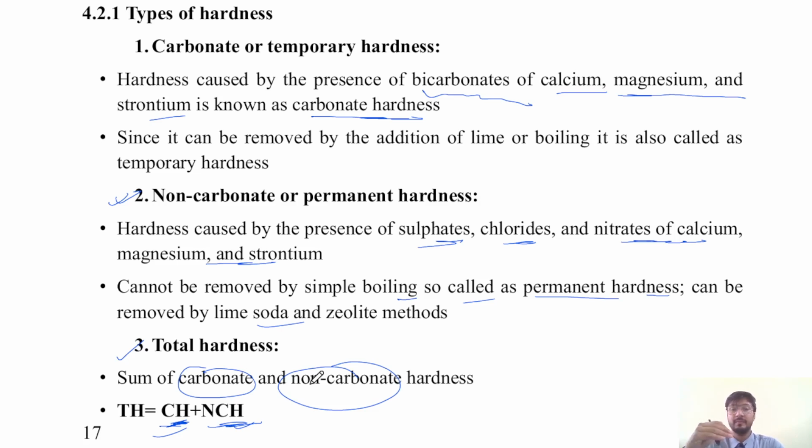So now I'm going to give a quick summary of this. Carbonate, meaning temporary hardness, is caused by bicarbonate of calcium and magnesium. It can be removed by boiling. Permanent hardness, also called non-carbonate hardness, is caused by sulfates, chlorides, nitrates of calcium, magnesium and strontium. It cannot be removed by boiling. It can be removed by lime soda or zeolite. And total hardness is the summation of carbonate hardness and non-carbonate hardness.